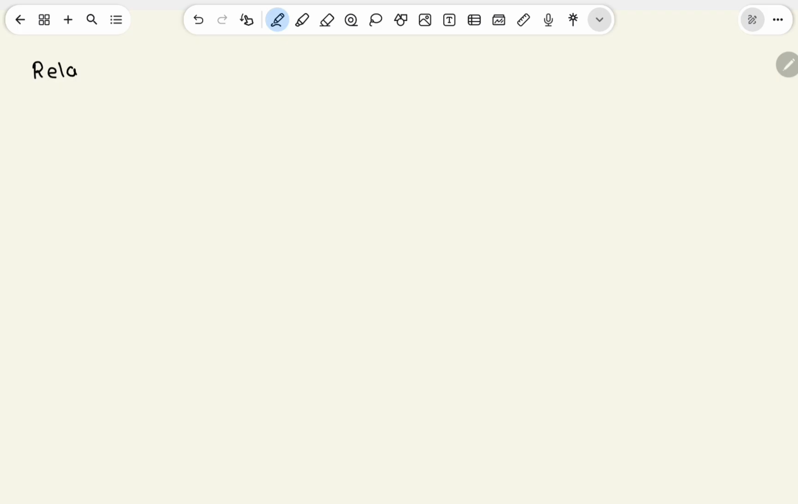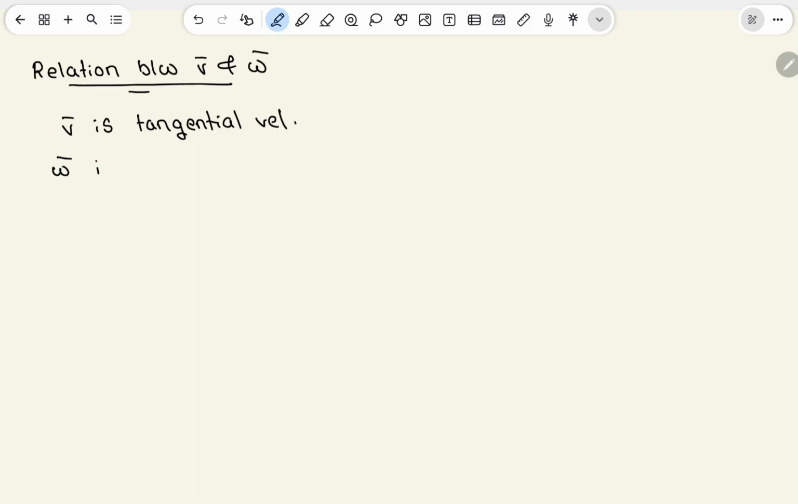The next topic that we are going to see is relation between V bar and omega bar. So V bar is tangential velocity, omega bar is angular velocity, and r bar is radius vector.